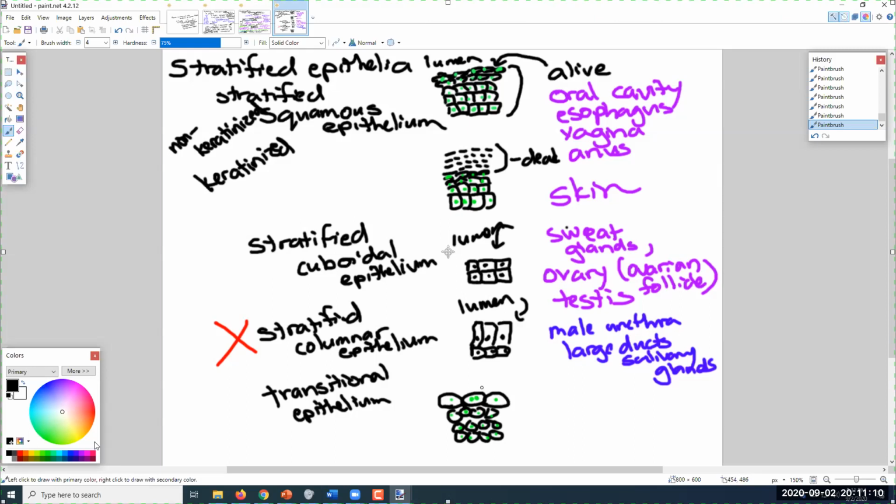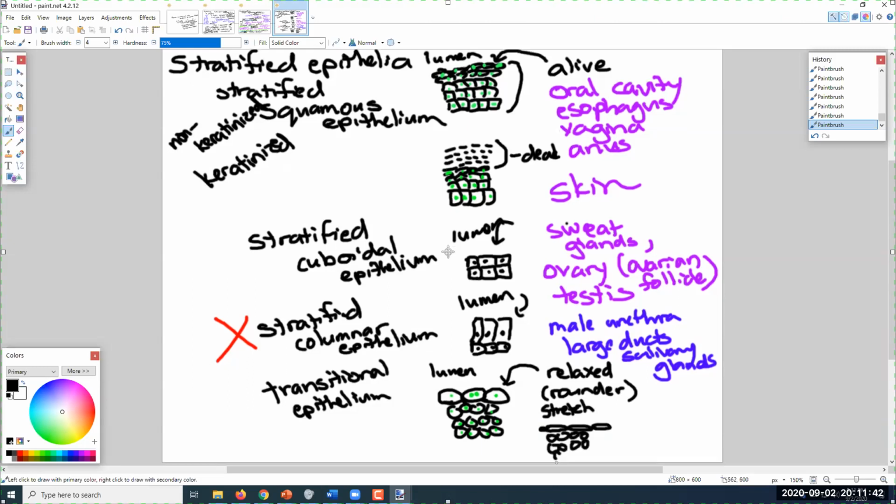And transitional epithelium, remember, it looks rounder in shape if it's in its relaxed form, right? When it's relaxed, it'll be rounder in shape, right? Rounder. If it was stretched or distended, then instead of looking like that, it's going to be kind of flat instead.